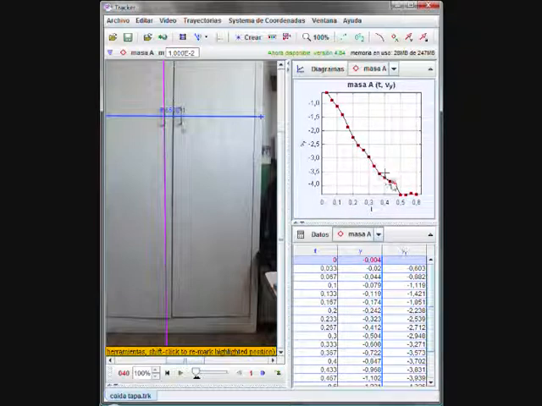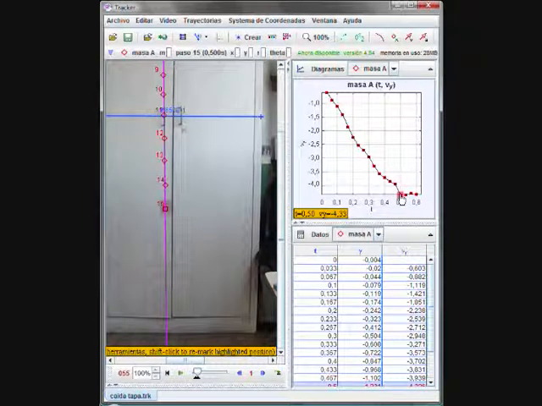The velocity observed is constant in the last 3 points. This makes me think about a terminal velocity, but let's see what happened.